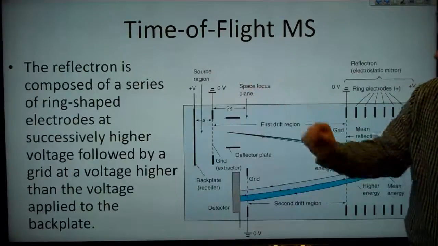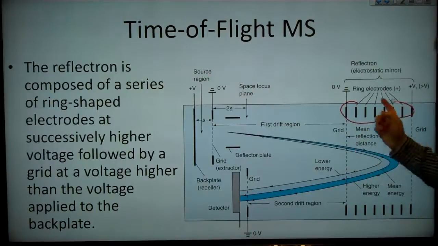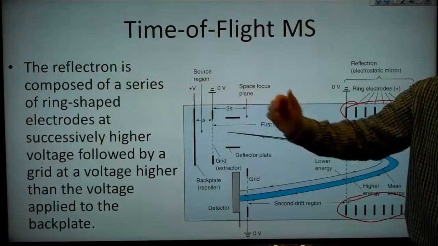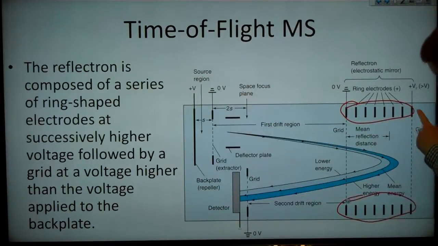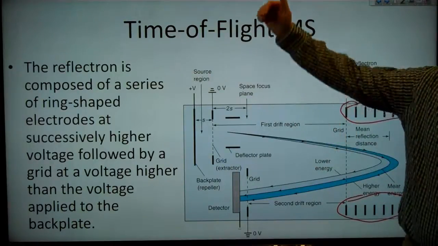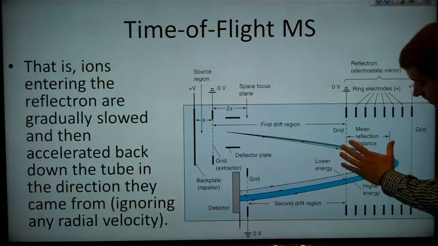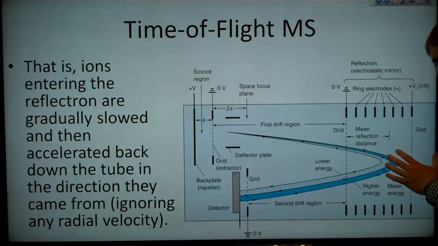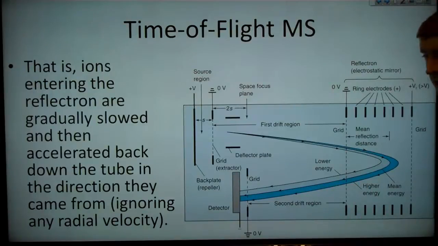So the reflectron is composed of a series of ring-shaped electrodes that we show here. And each of those electrodes is held at successively higher voltage, followed by a grid back here at some voltage that is higher than the voltage applied to our backplate. That is, as the ions enter the reflectron, then they're gradually slowed down, and then they get reflected and they pass back down the drift tube again.